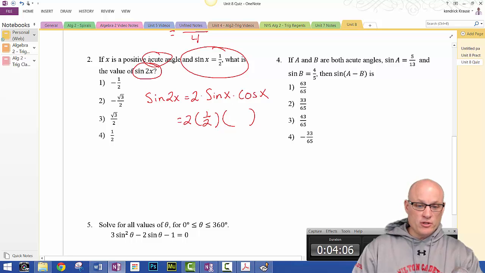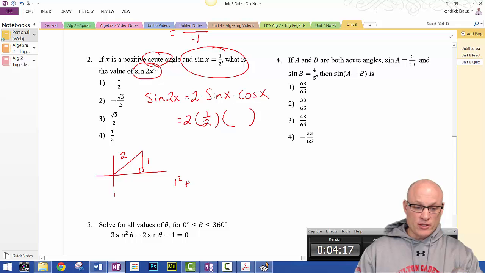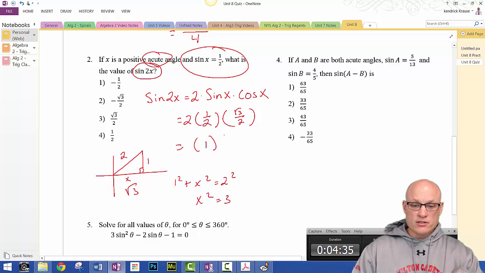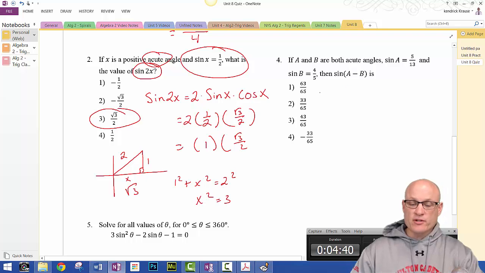Cosine, well, we're acute, so that puts us in the first quadrant. A triangle in the first quadrant, 1 over 2. And if you do the Pythagorean theorem, you get 1 squared plus x squared equals 2 squared. So this ends up being x squared equals 3, and you get x equals the square root of 3. All right, well then the cosine is the square root of 3 over 2. 2 times a half is 1 times the square root of 3 over 2. Boom, there's your answer. This one over here is the only one that required really any good amount of work.